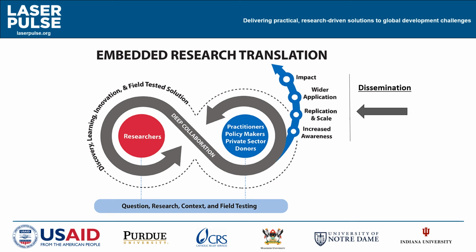In our outline of the embedded research translation process, dissemination occurs along the pathway from networks, policymakers, private sector partners, and donors through increased awareness, replication, and wider application. This process usually leads to a greater impact of research and better informed decision-making for international development outcomes. This is not easy for many engaged in the partnership.